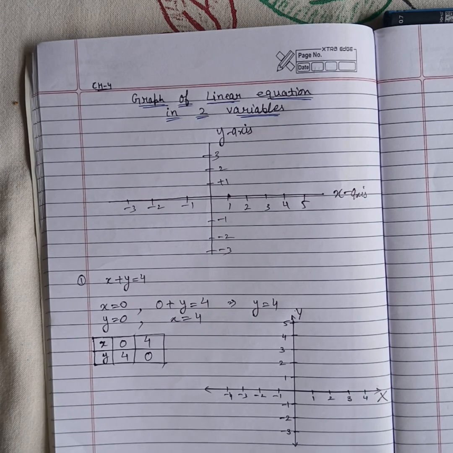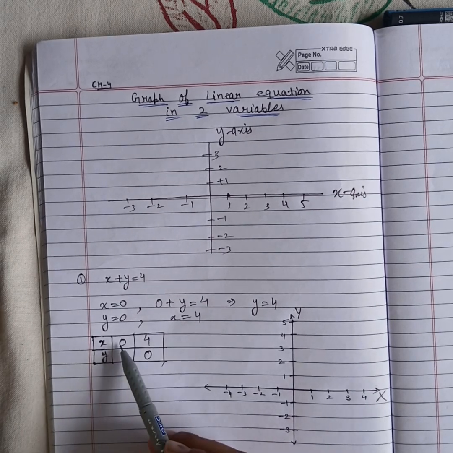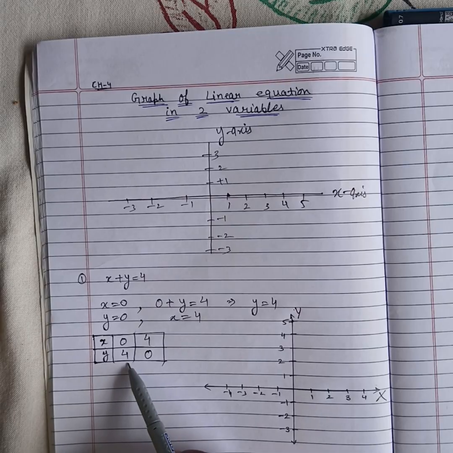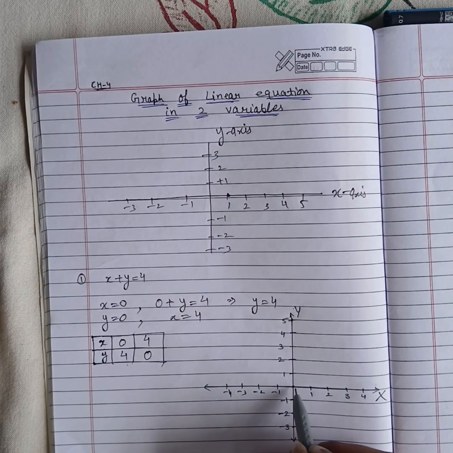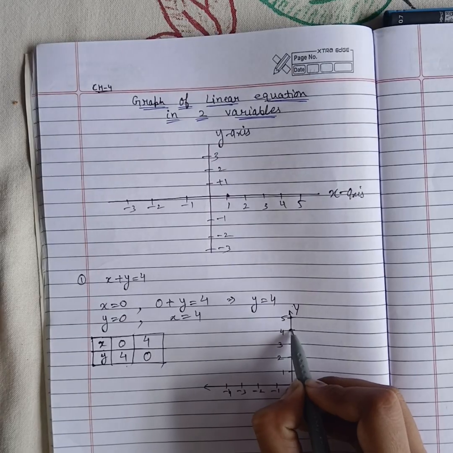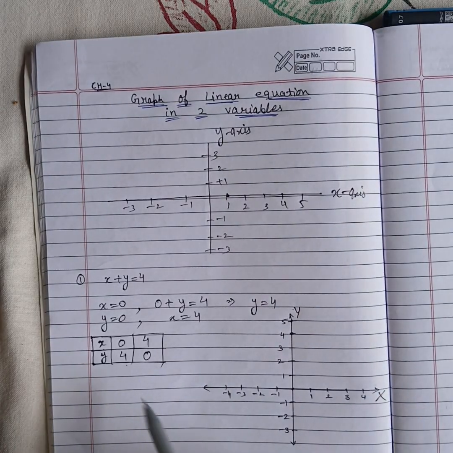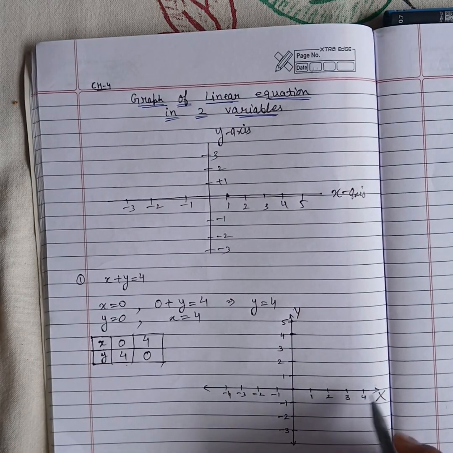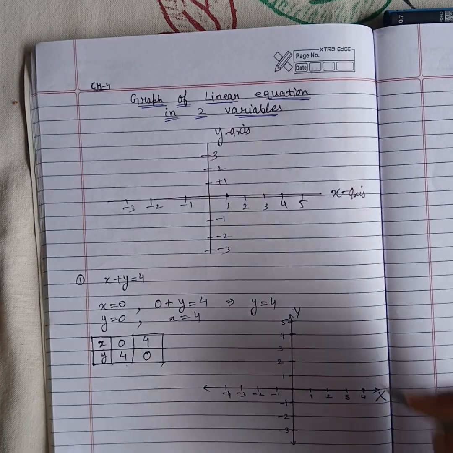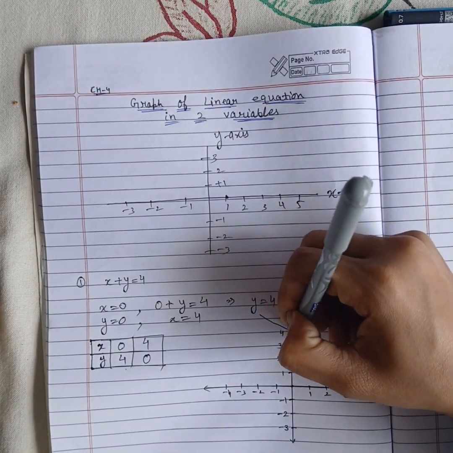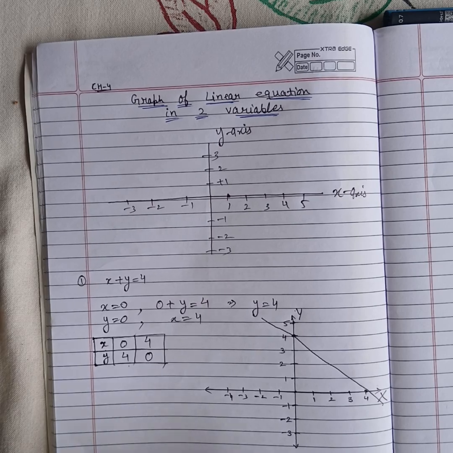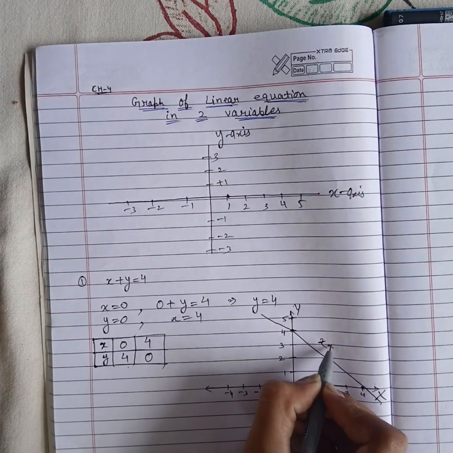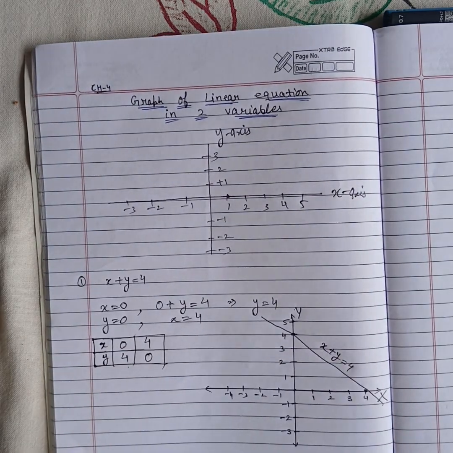Now we will draw the graph of this equation. When value of x is 0, value of y is 4. This is x-axis. Here value of x is 0 and value of y is 4. Next, जो x की value 4 है, x की value 4, तो y की value 0. So this is now our graph for equation x plus y is equal to 4.